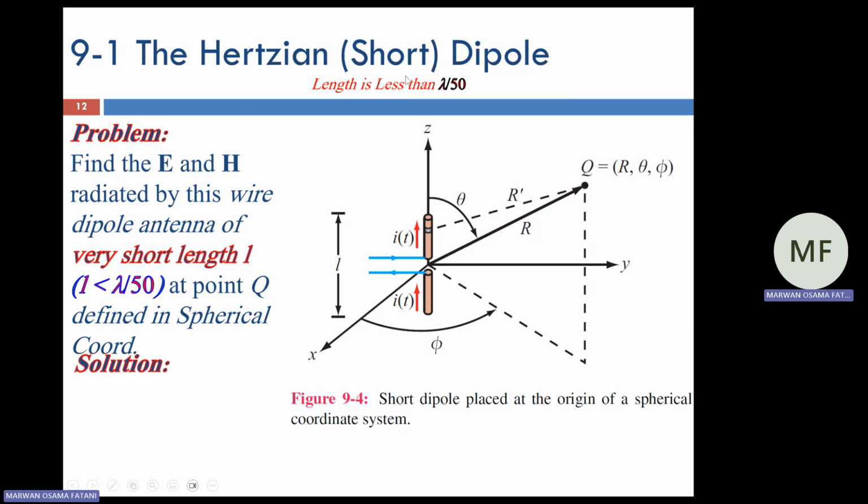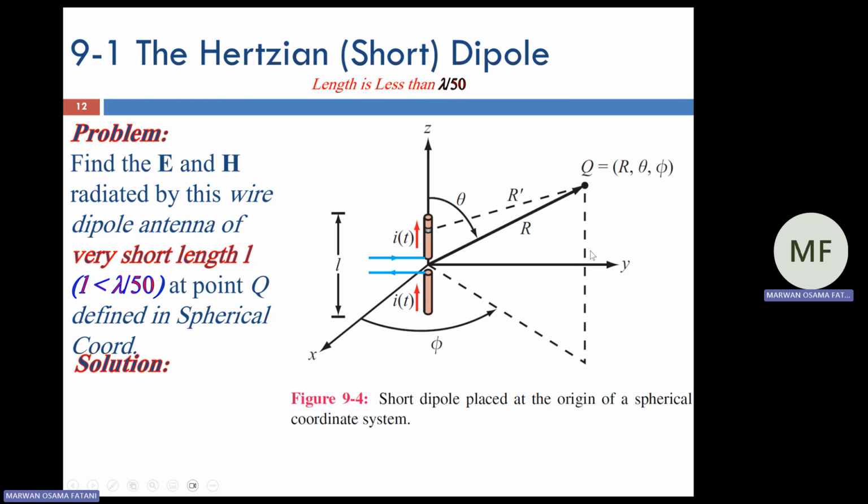So the Hertzian dipole, the short dipole, has a length less than lambda over 50, lambda being the wavelength. What we are trying to do, the goal of this section, is to find the electric and magnetic waves radiated by this wire dipole antenna at a specific point Q in space.